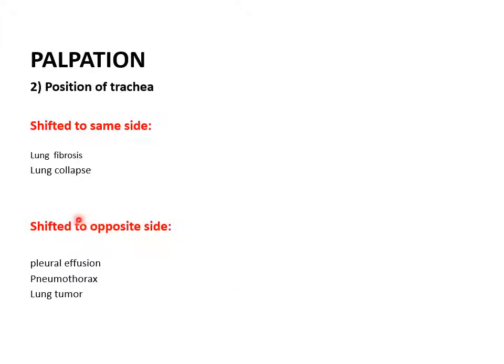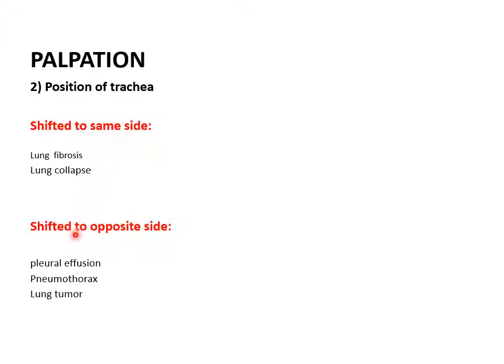For example, if the trachea of the patient is shifted to the left side, we have to think that on the left side there is lung fibrosis or lung collapse. Because of that, the trachea is pulled to that particular side. Left side lung fibrosis or collapse will be pulling the trachea. So the same side means the pathology is on the left side and the trachea is shifted to the left side. Same side of the pathology, the trachea has been pulled.